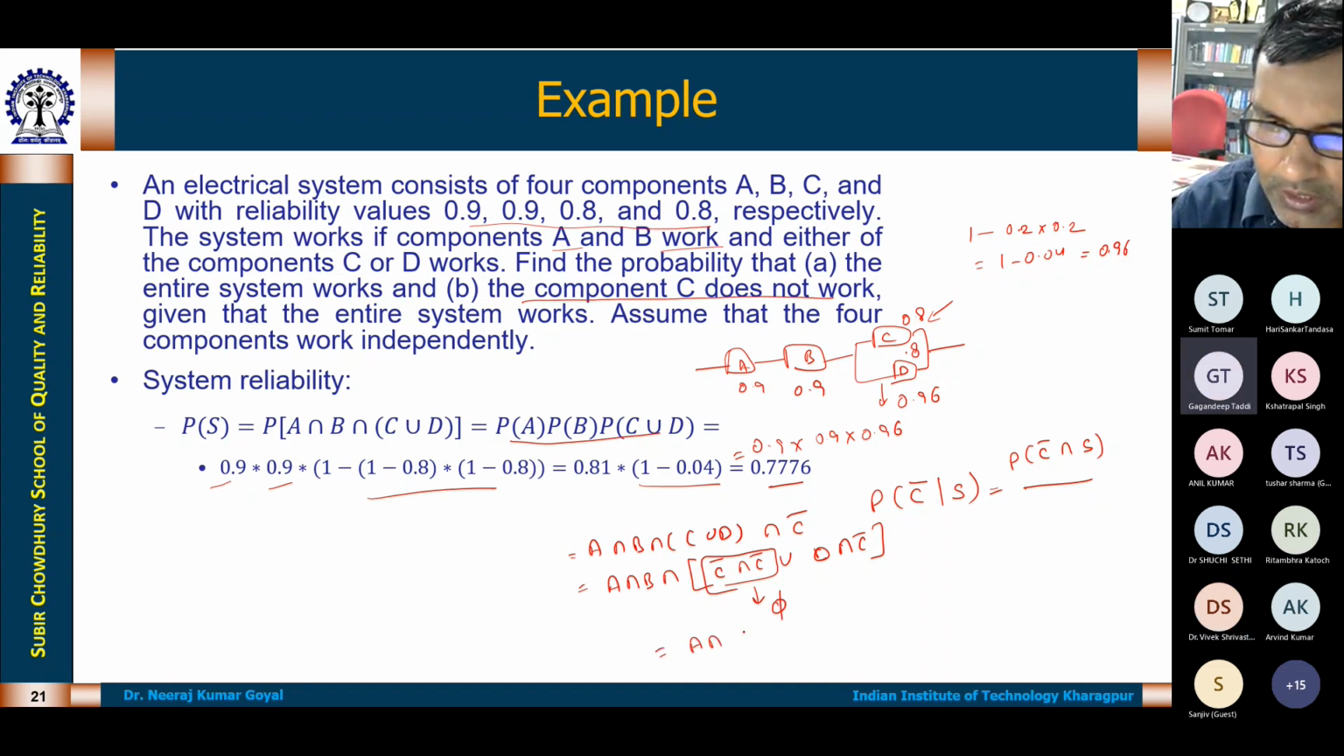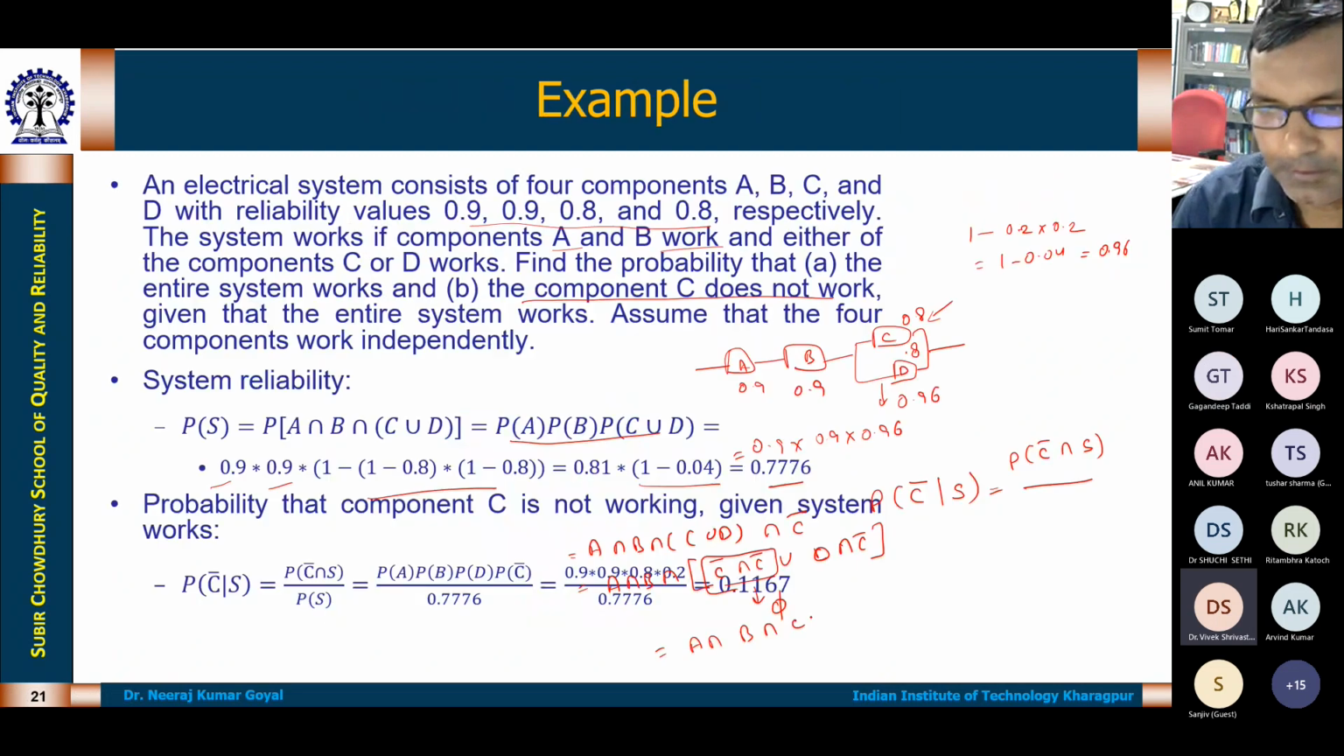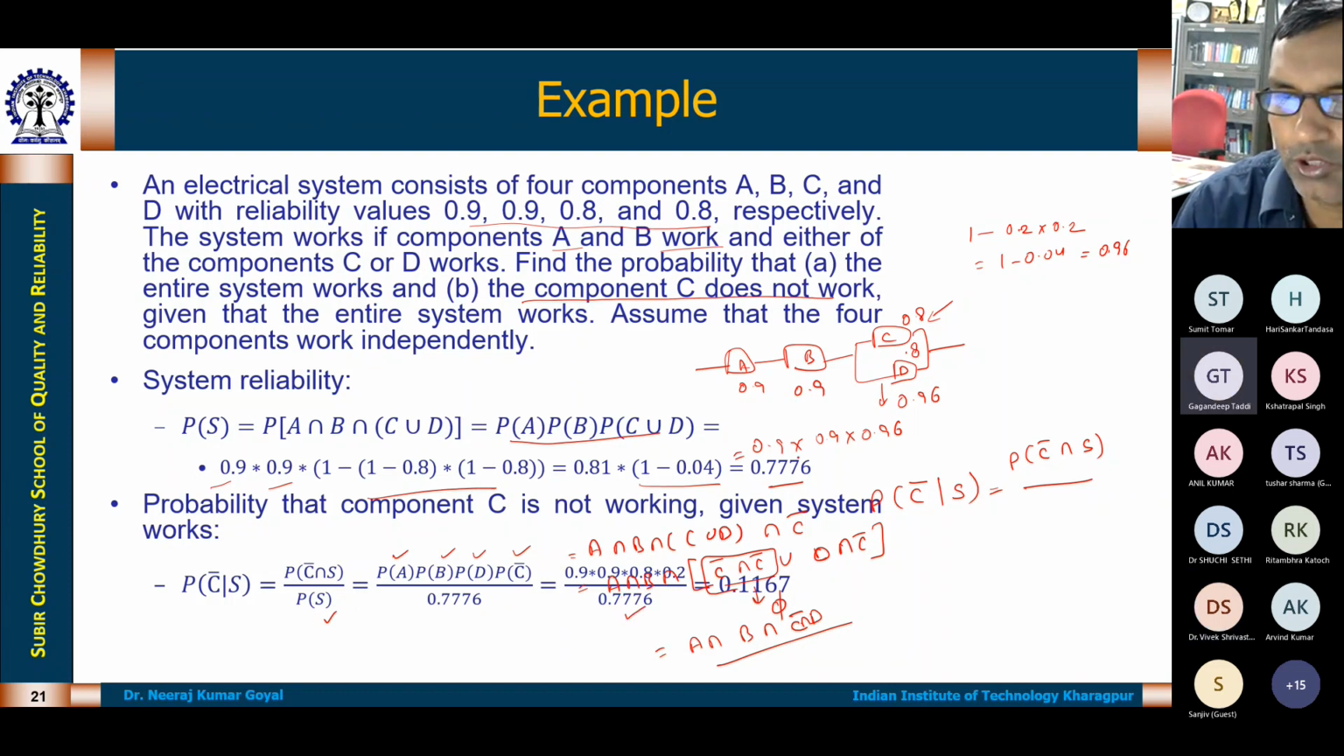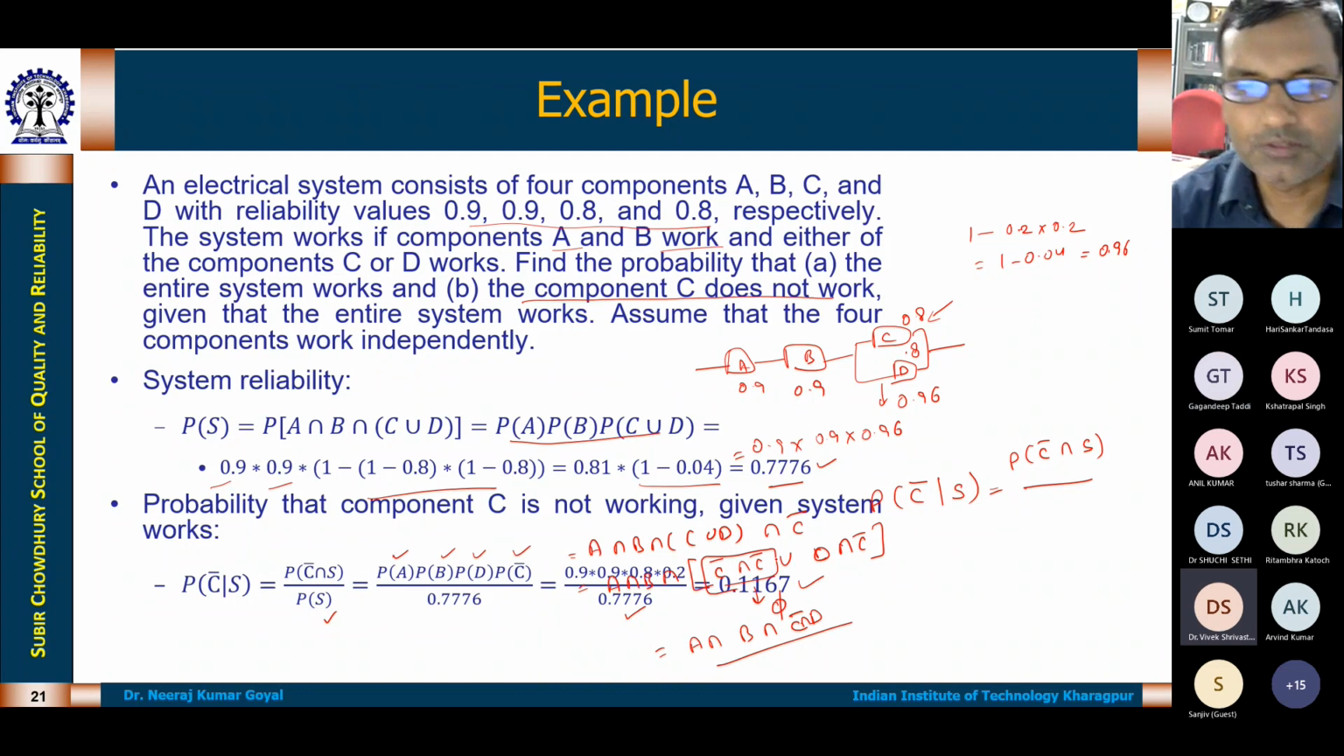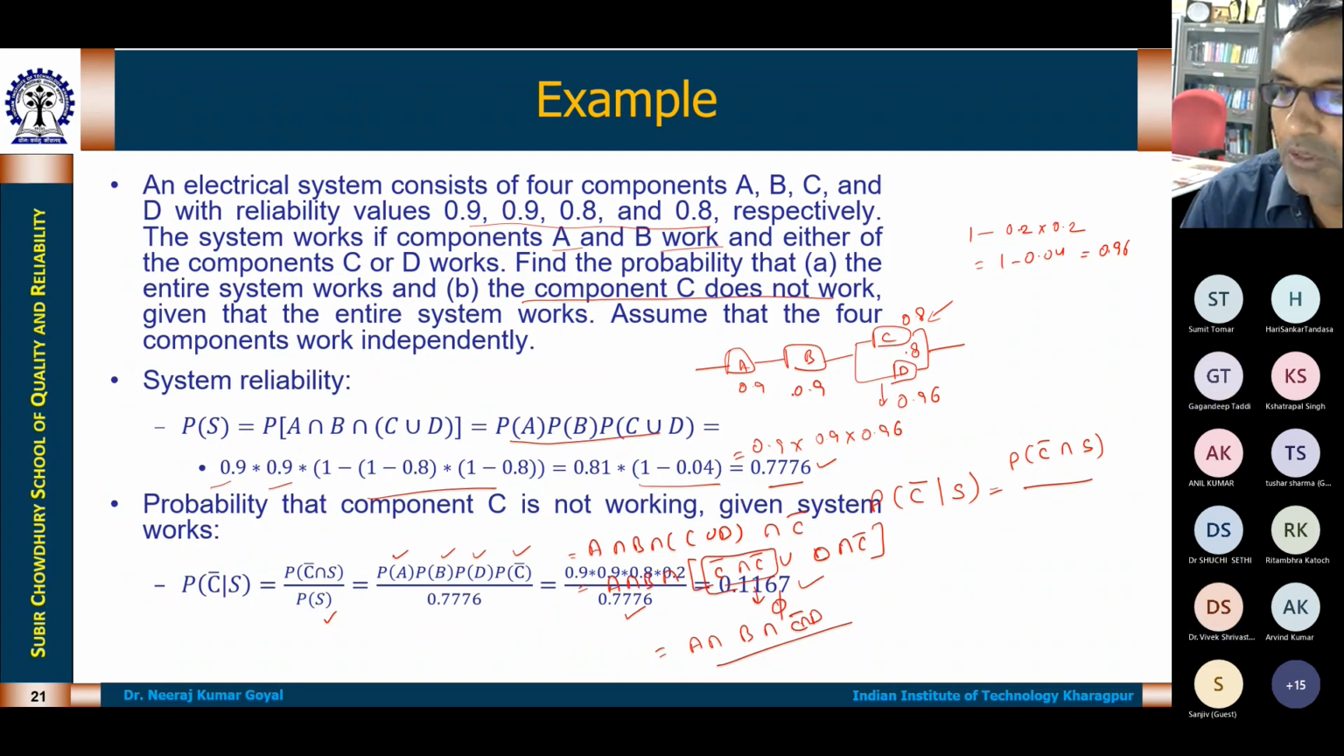So what is remaining is A intersection B intersection C bar and D, right? C bar intersection D. So this I can calculate as the probability of A intersection B intersection D intersection C bar, right? So 0.9, 0.9, 0.8, 0.2, and the probability of system success we have already calculated. So this gives me the probability that, given that the system is working, component C will be found in a failed state.